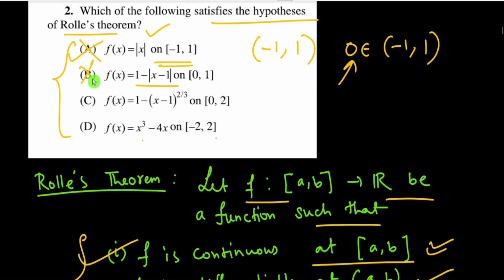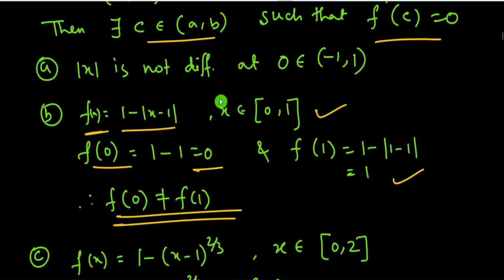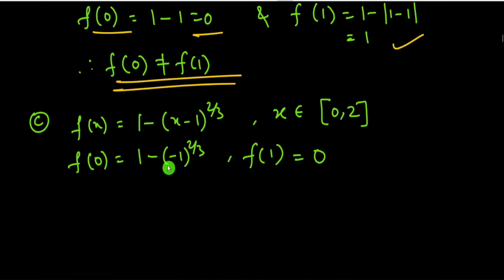Therefore, this also does not satisfy Rolle's theorem. Now, option C is given as 1 minus (x minus 1) to the power 2/3 on [0, 2]. Now, we check that these two values are not equal, so the third condition of Rolle's theorem fails. Also, you can check the remaining two conditions for the options.